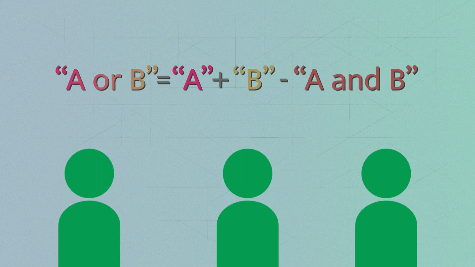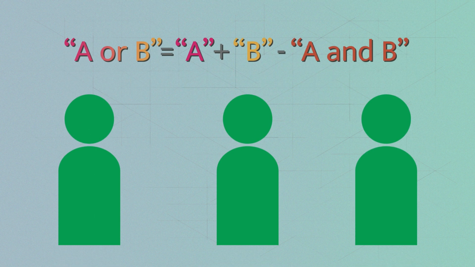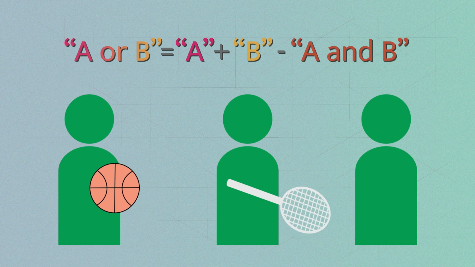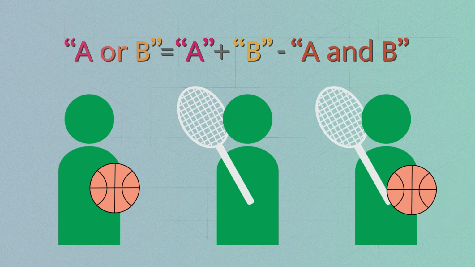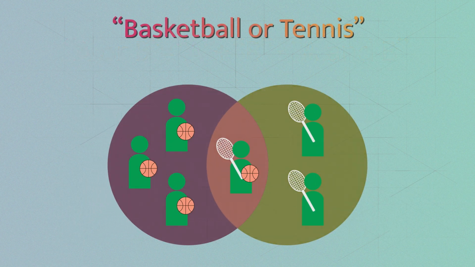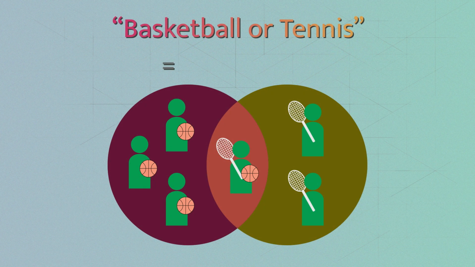Let's do this with an example. Say you know some athletes. Some play basketball, some play tennis, and some play both. How many athletes do you know? Well, you can count the number of people who play basketball and the number of people who play tennis. Then you count the number of people who do both and subtract it.